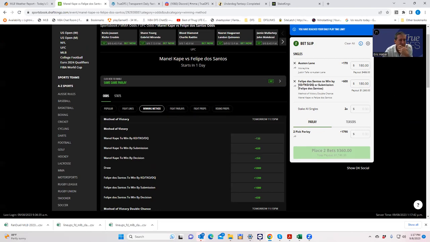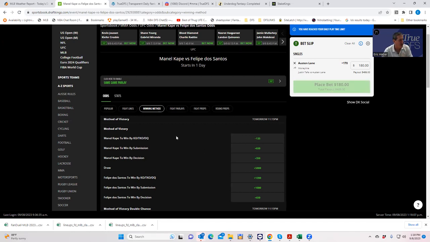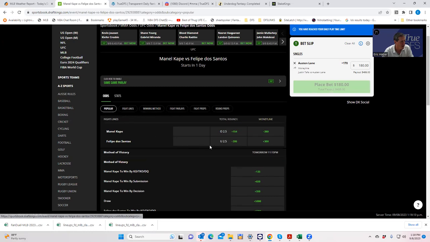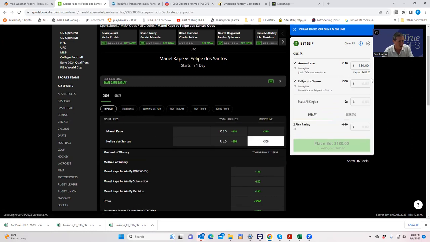Am I supposed to just bet Felipe DeSantos by decision and just take the 300? Do I have to be greedy and take the +600? Because I think people would agree that if in fact DeSantos won, it would probably be inside the distance. So maybe I'm just supposed to take DeSantos +300. How is he going to win a decision? I don't know, but that is what I'm going to do, actually. So let's go back, and we're just going to play DeSantos +300 for 180.